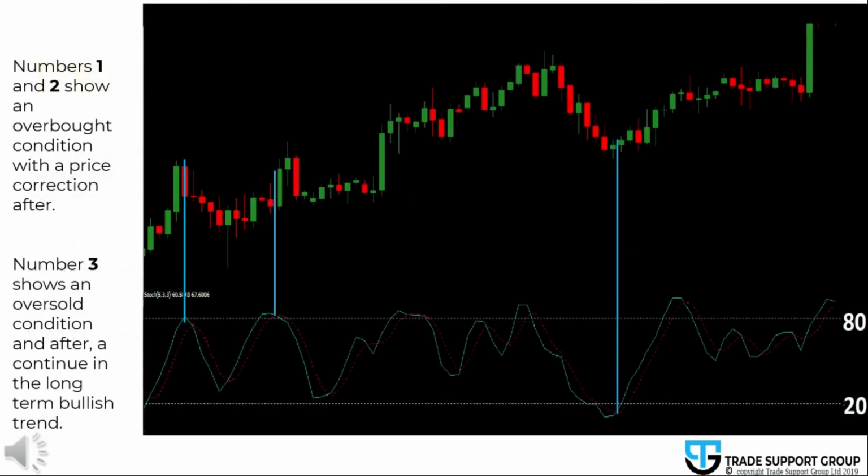Notice on this chart that numbers 1 and 2 show an overbought condition with a price correction after. During this bullish run, these could be indications to get out of the trend as it may be reversing. With a proper stop loss and take profit or trailing stop, you won't have a problem getting out of a trend with a decent profit. Notice on number 3, it shows an oversold condition and after, a continuing long-term bullish trend.